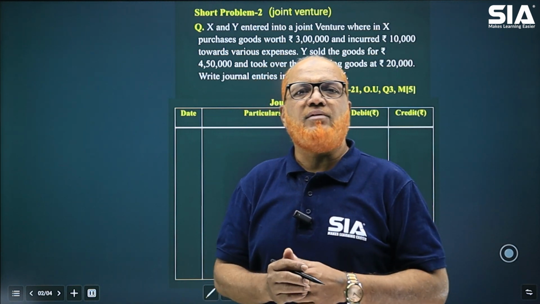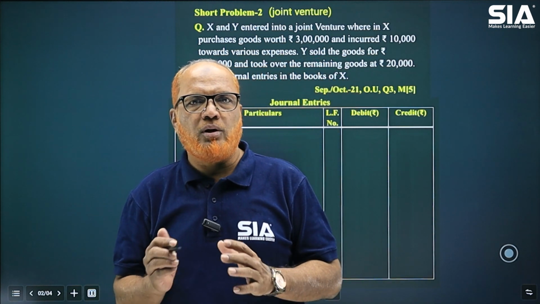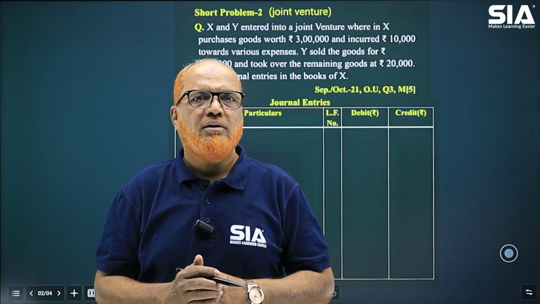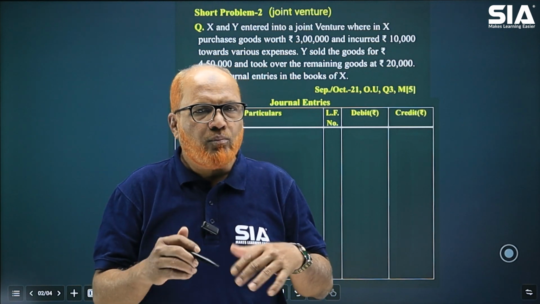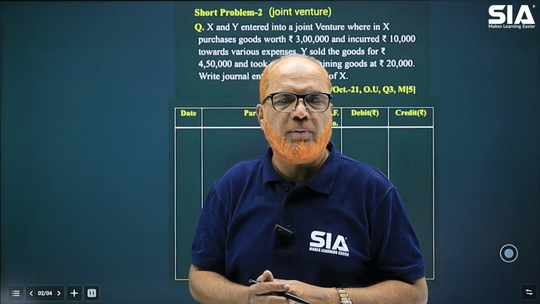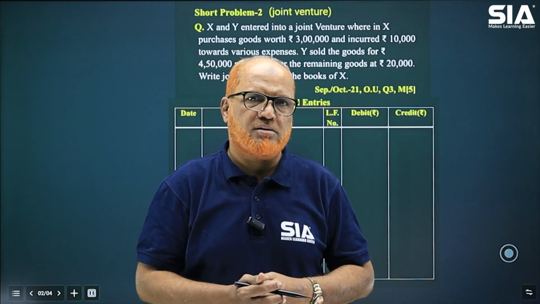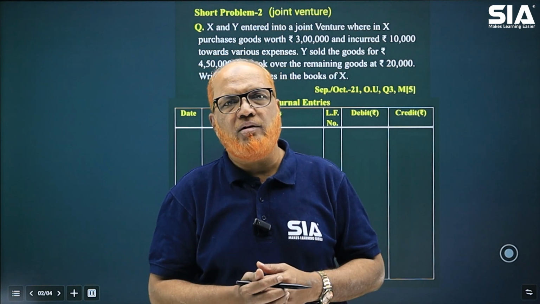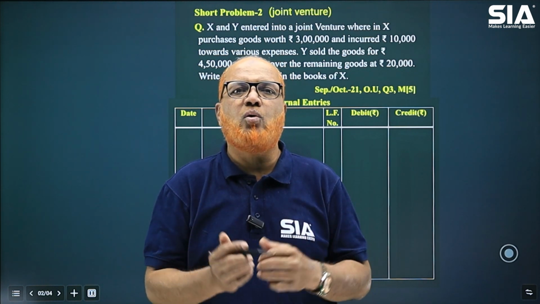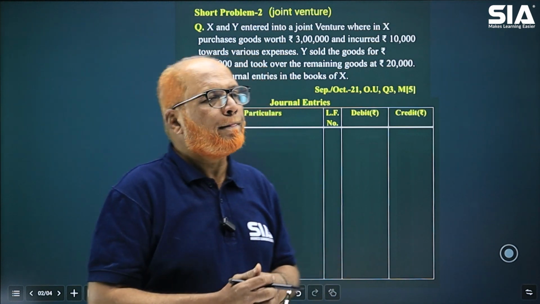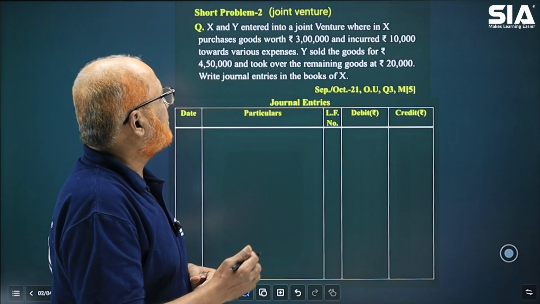Now in the previous class I explained one short problem on joint venture. In this class also, one more short problem I am going to explain, which was asked previously in one of the examinations for 4 marks. It's only regarding the journal entries to be passed in one of the co-ventures' books. Now the problem goes like this.